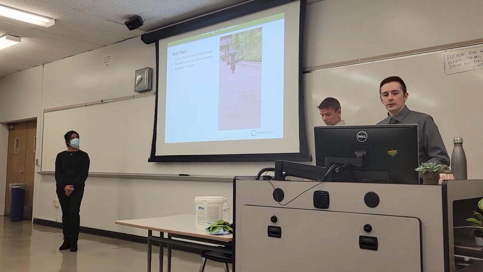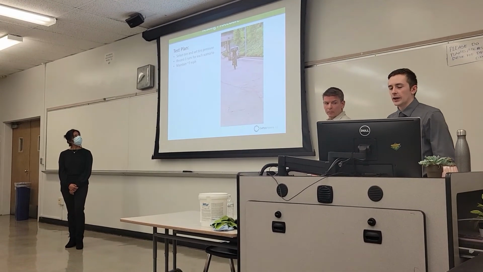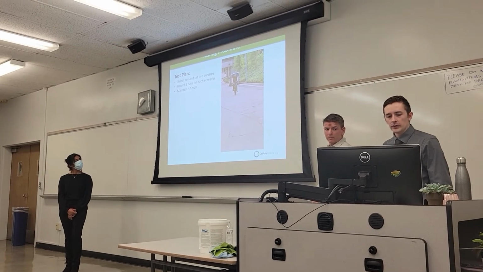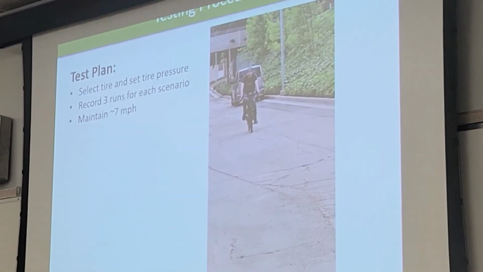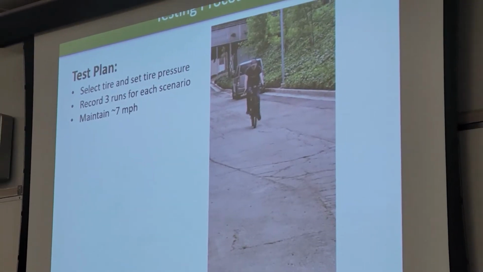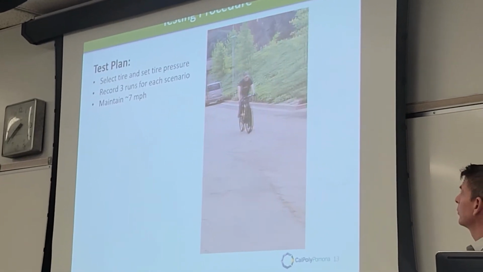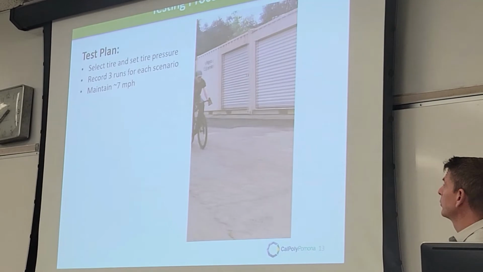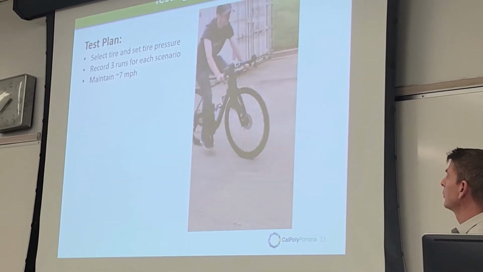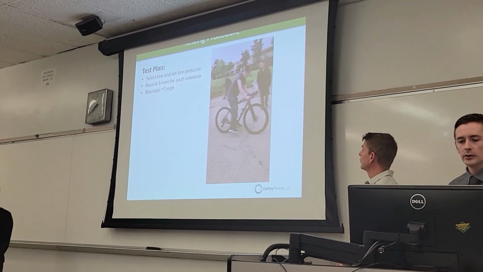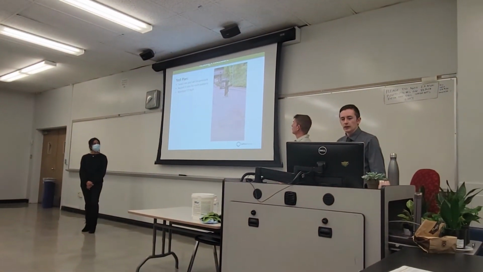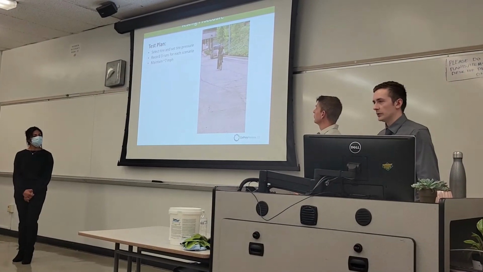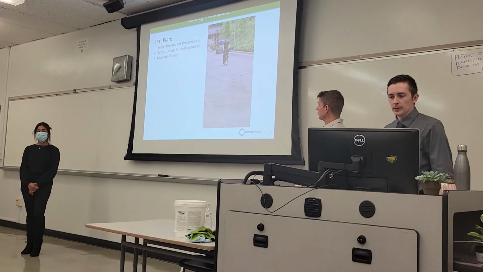So in testing, we select a tire to test. For now, we're using the stock tires on the bike, and then we set a tire pressure. We start with 50 psi. We record 3 runs to then be able to average later. And we ride the bike a certain distance, trying to maintain the same speed, about 7 miles per hour. And then once we're done, we stop the sensor data logging and wait for it to convert and save to the SD card.